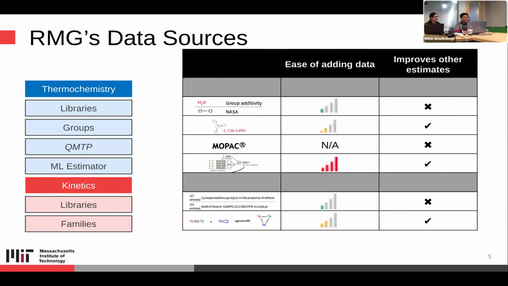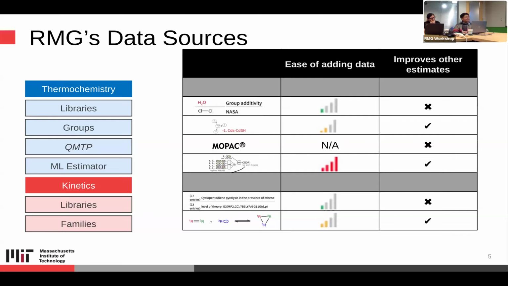Okay, so here we've listed out all of the thermochemistry and kinetics data sources. There are the libraries for both thermochemistry and kinetics, and those are compilations of experimental or computed data for specific species or reactions. Then we have thermo groups, which, as mentioned previously, rely on group additivity to linearly describe species thermochemistry based on the sum of its individual components.